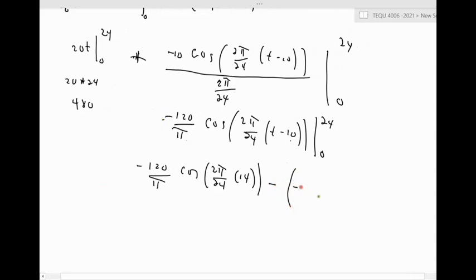It's minus 120 over pi cosine of 2 pi over 24. T minus 10 in this case, with t at 0, so that would be minus 10. There we go.